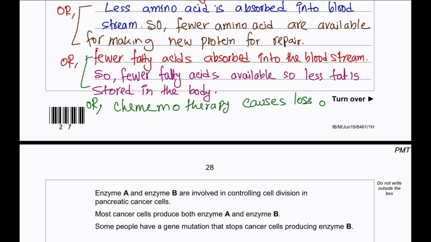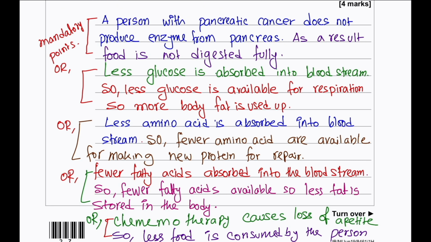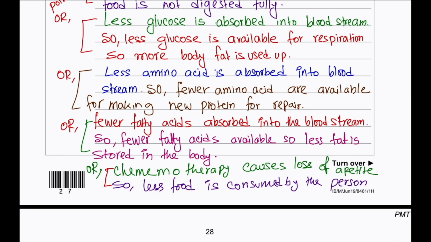Guys, I'll mention the points that are obligatory to write, and I will also mention the points that you can choose from. So guys, you have to mention the mandatory points, and after mentioning the mandatory points, you can choose any one of the pairs or groups, and you will get full marks for your four marking points.